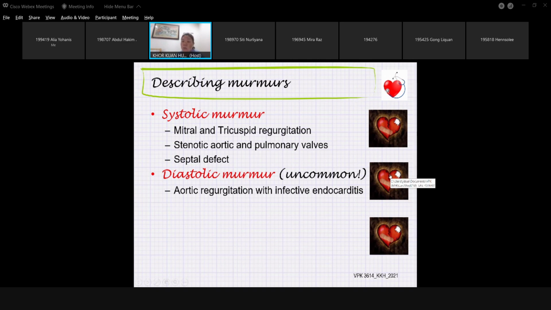So I'll let you have a listen at what diastolic murmur sounds like. Here. Can hear ke? Can I'll do this doctor? again. Cannot differentiate, isn't it? With the systolic murmur.